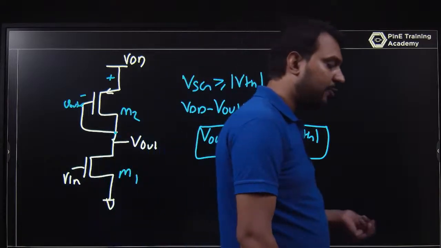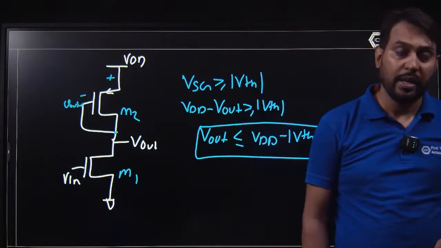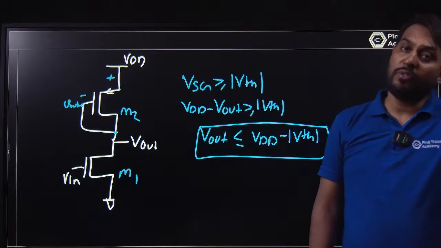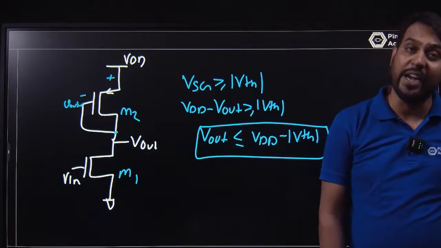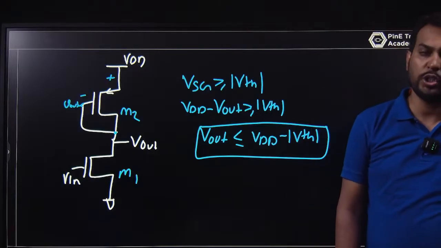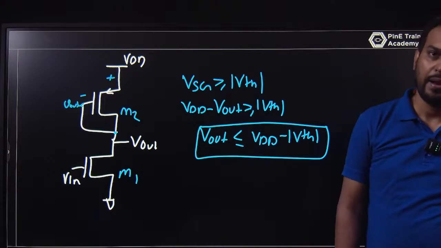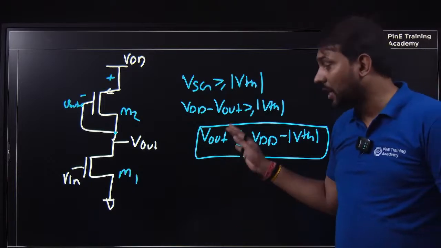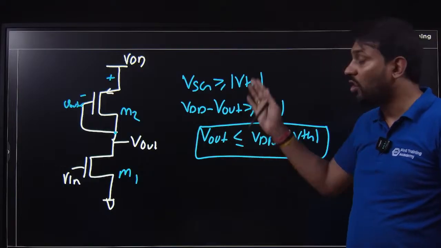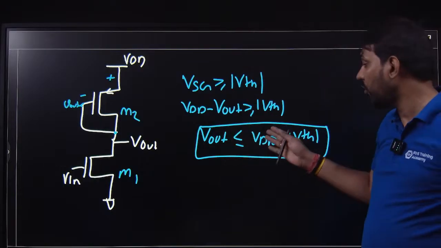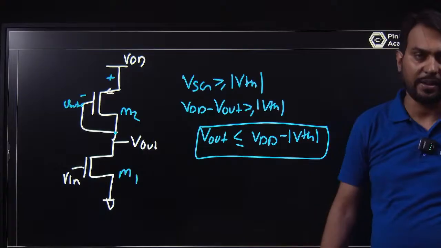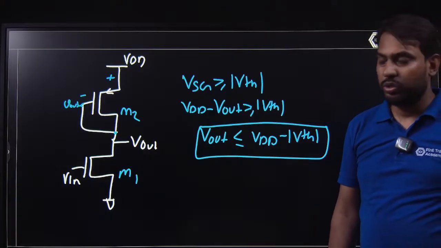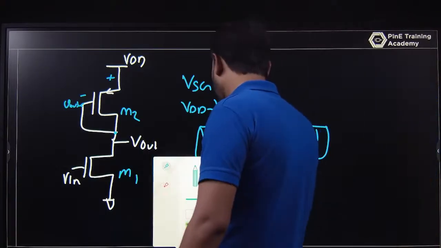In the previous case, whenever you have a resistance, the MOSFET swings from VDD to some value on the VD side to keep the MOSFET in the saturation region. But now the swing limit is limited. So V out is not swinging from VDD to the VD side. It is swinging from VDD minus VTH to the VD side.